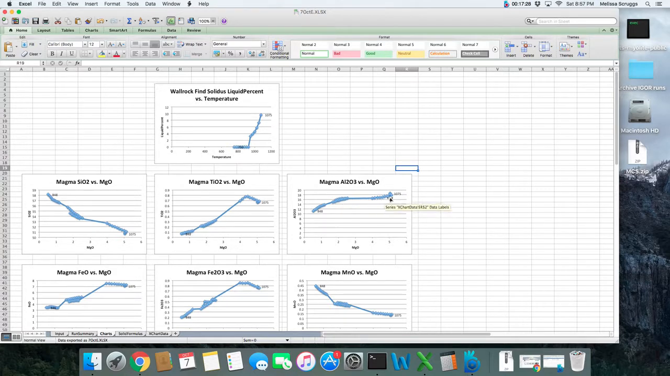And what's really nice is it gives you your starting and your final temperature. So our simulation started with spinel on the liquidus at 1075 degrees. And it cooled. We had 3 recharge events, and our end temperature for this run was 848 degrees.